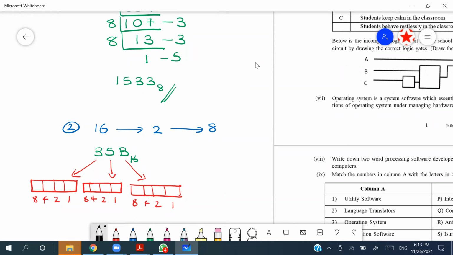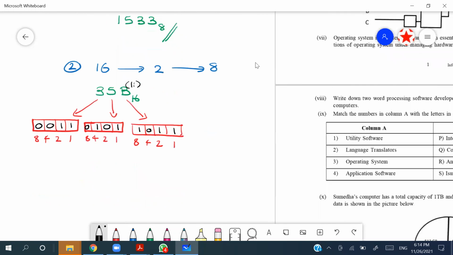So 3 will be represented as 0, 0, 1, 1. 5, it is 4 and 1. So other places, we got zeros. B means 11 again. So 11 means 8 plus 2 plus 1. And in binary, it's going to be 0, 0, 1, 1, 0, 1, 0, 1, 1, 0, 1, 1. So to convert this into an octal, we are going to separate these into groups of 3 bits.